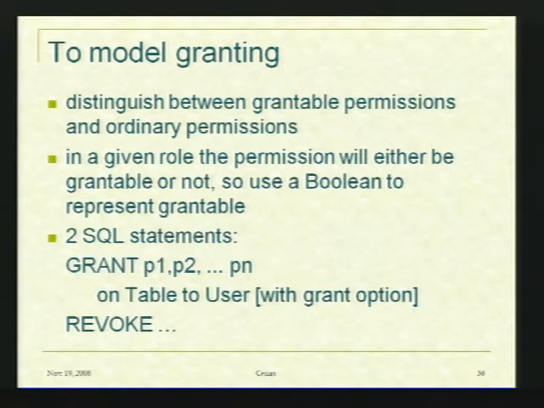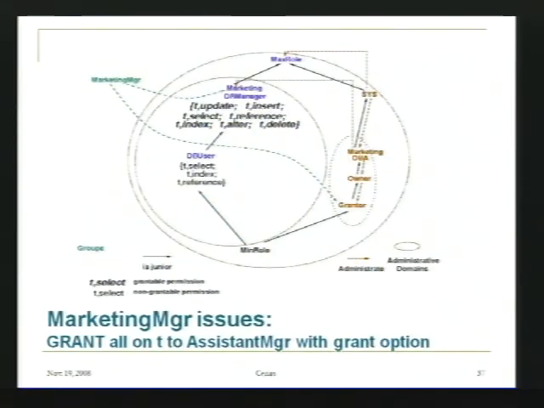So you can grant a subset of the access modes on a table either to a list of users, or to all, or to a single user, and you can say with grant option. So I'll just explain the solution with a few examples. Here we're using bold italics to indicate grantable permissions. And so the marketing manager has been assigned to this role which has grantable permissions.